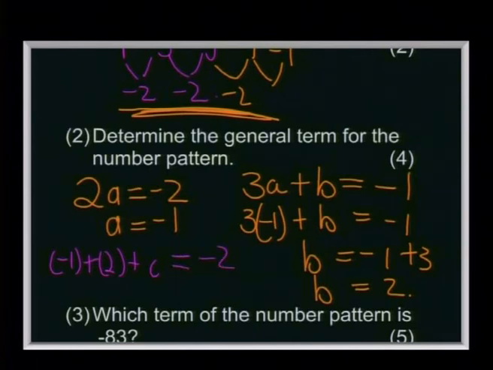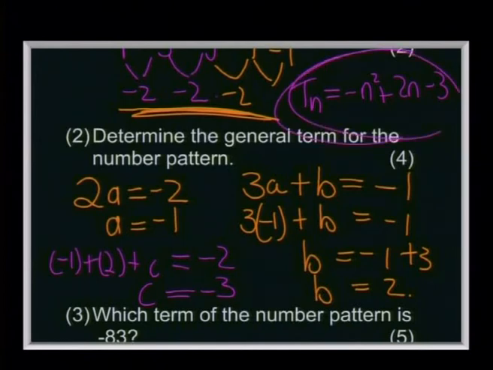So solving for C, I get a 1, and if I take it to the other side, I get that C is -3. So if my calculations are correct, but I'm going to check them in a minute, Tn is equal to -n squared plus 2n minus 3. So that is my general term.